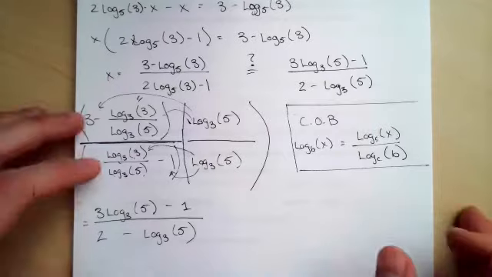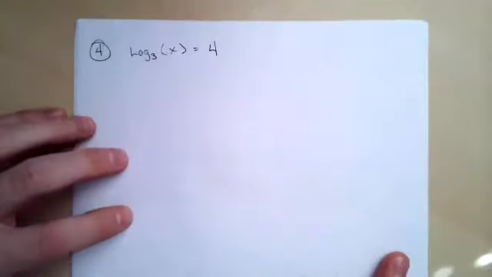All right. So let's take a look at now logarithmic equations. So these were equations where I have exponentials equal to each other. What happens when I have logarithms equal to each other? So I'll start off with some easy ones. This is number 4. We've got log base 3 of x equals 4.